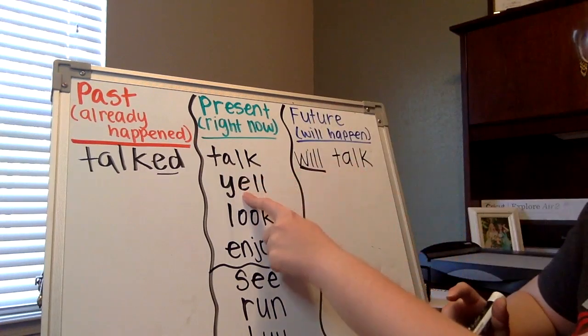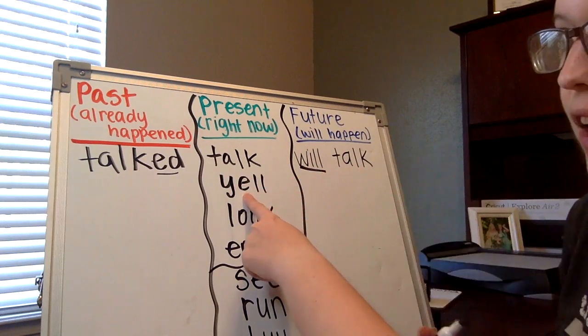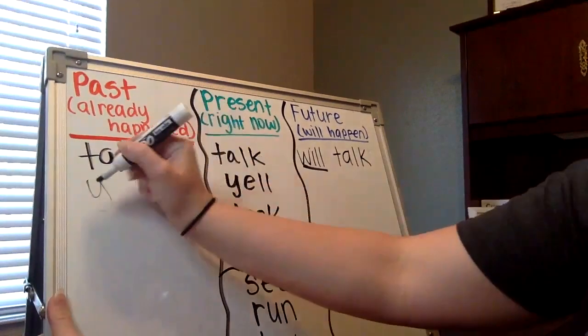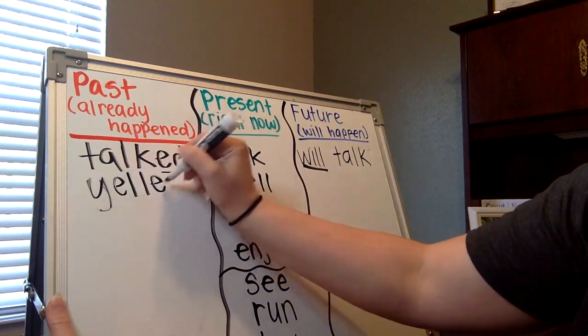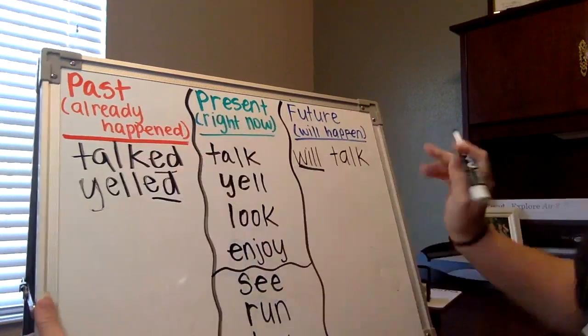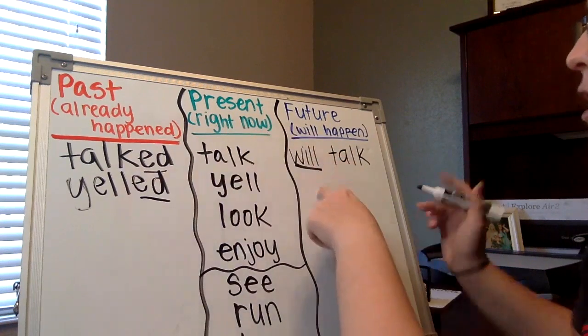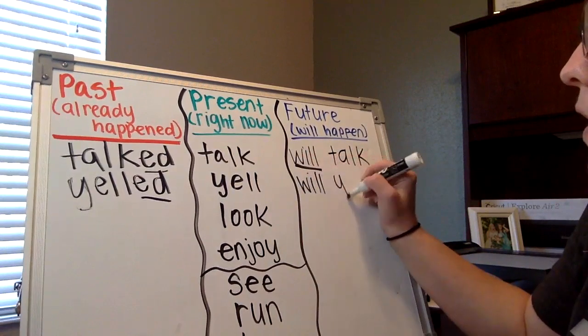All right, our next verb is the word yell. In the present tense, right now I yell. Yesterday I yelled. It's already happened. It's in the past. Tomorrow, in the future, I will yell.